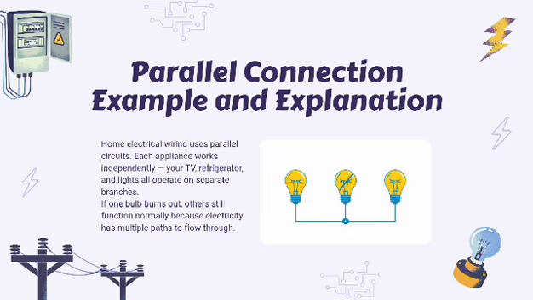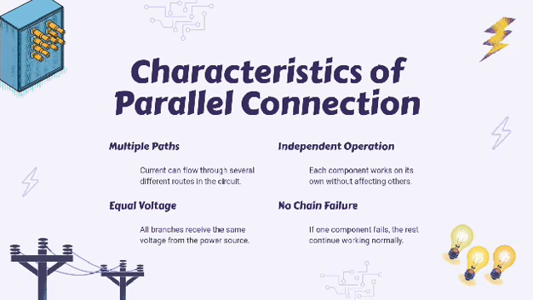A good example of a parallel circuit is the electrical wiring in our homes. Appliances like televisions, lights, and refrigerators are connected in separate branches. This is why when one appliance stops working, the others continue functioning normally, because electricity still has other paths to flow through.